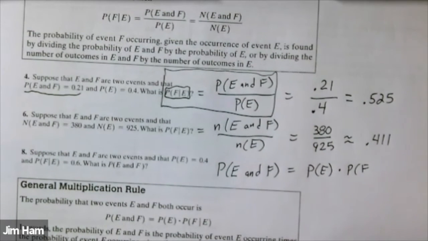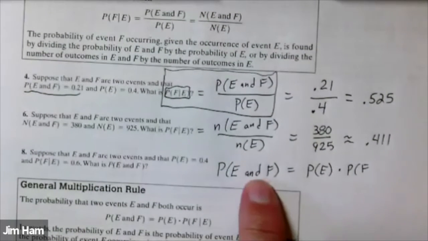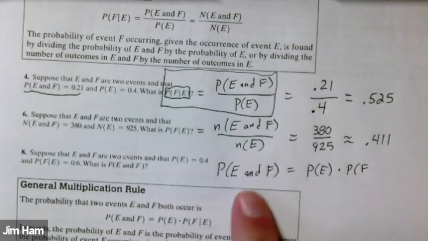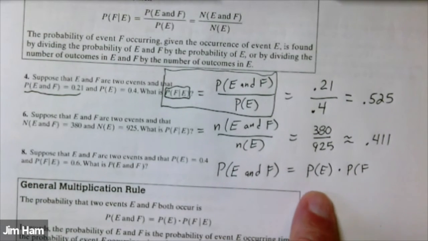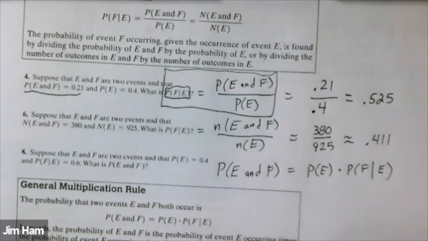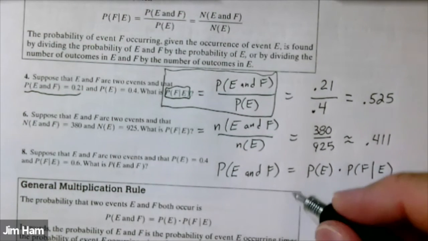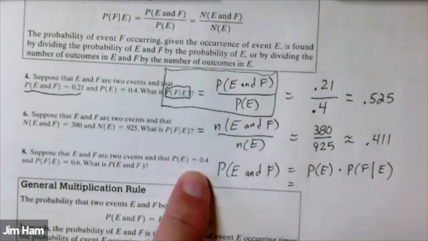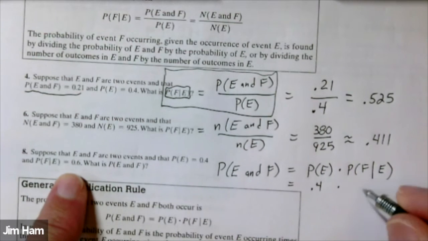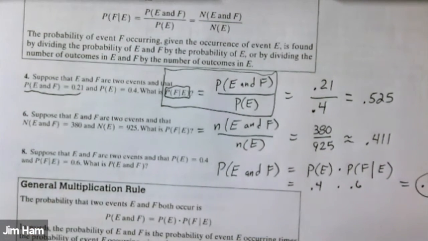All right, so if we were just using the multiplication rule for the probability of E and F, and we knew the 2 events were independent, then we could stop right here. The probability of E and F is the probability of E times the probability of F. But if we don't know the 2 events are independent, then we have to use the general multiplication rule. And that's good because they give us the probability of E and they give us the probability of F given E. So just multiply those 2 numbers together.